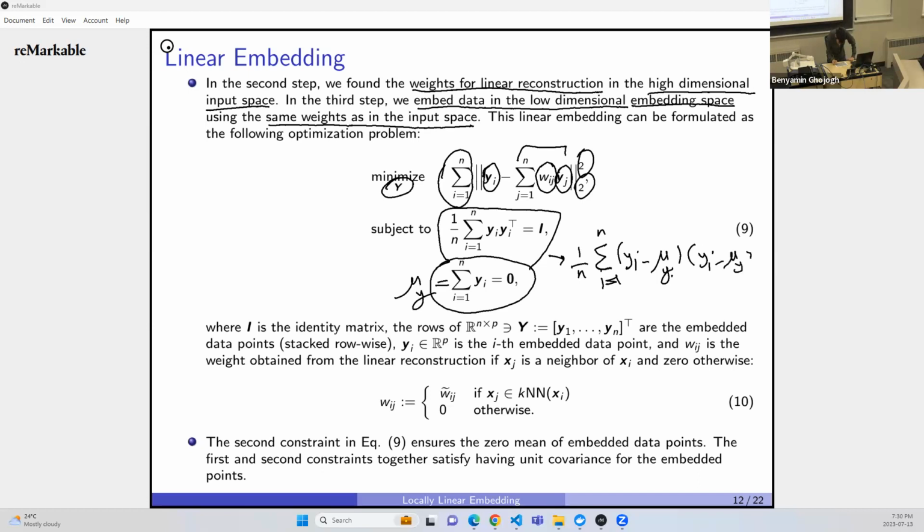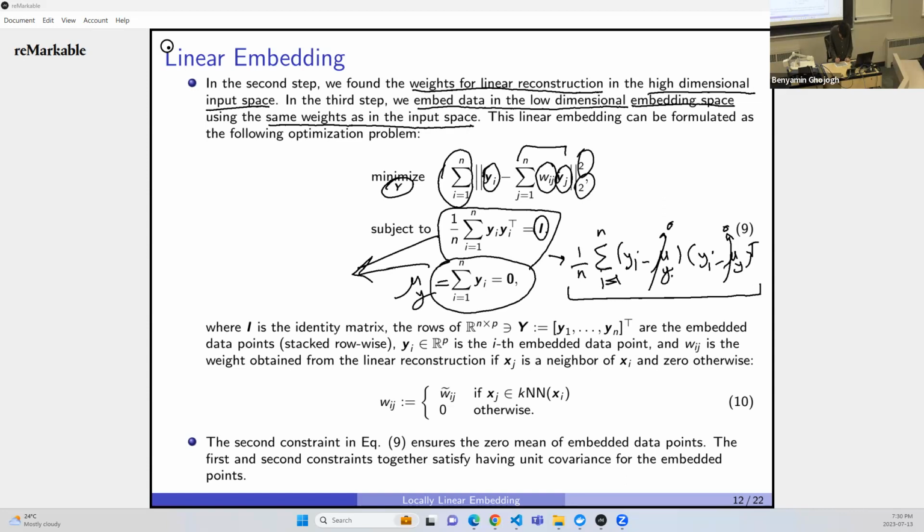Why am I allowed to write this as this? Because mu_y is 0, right? And what is this? This is a covariance matrix in the embedding space. I want it to be I. So these two together mean that I want the mean of embedding to be 0 and the covariance to be identity. And what do I mean by covariance to be identity? It means that it will be like a hypersphere in the embedded space. If it is 2D, it should be similar to a ball. Okay, so that's the thing.